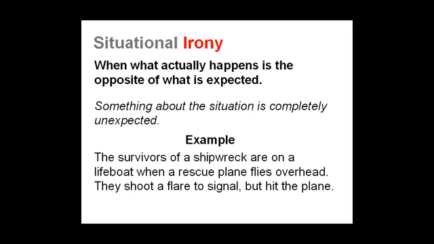For example, let's say we have the survivors of a shipwreck huddled together on a life raft as a rescue plane flies overhead. They shoot a flare gun to get the attention of the pilot, and they hit the plane, and the plane crashes. So in this case, we expect that the flare gun would bring them to safety when, in fact, it condemns them to death.